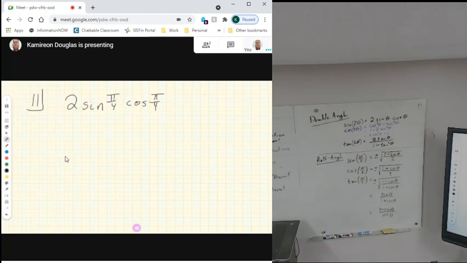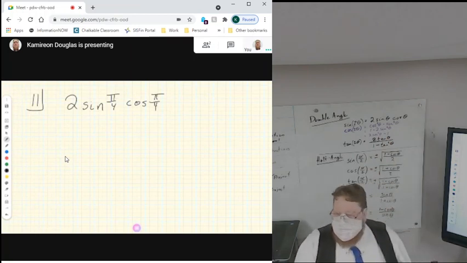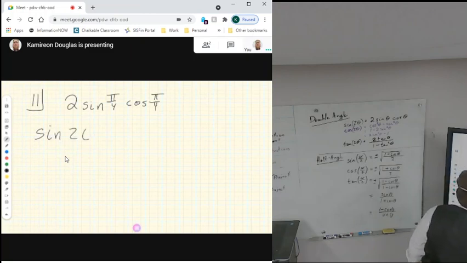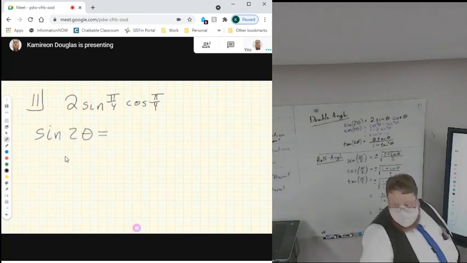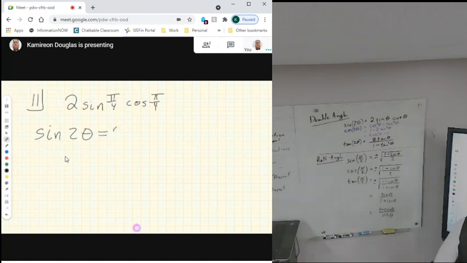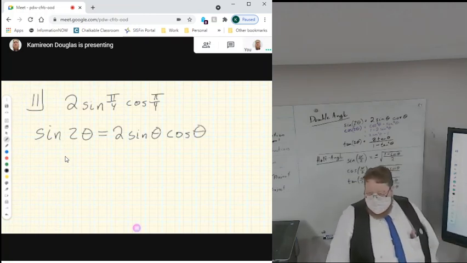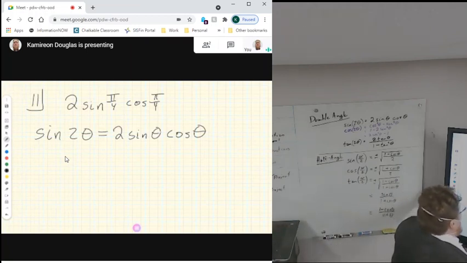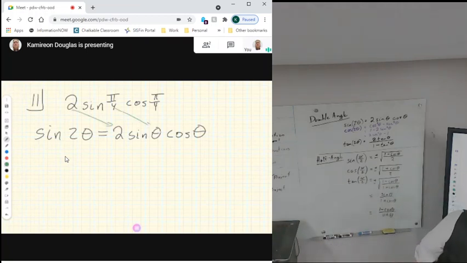So first question, look at the form of this. I have 2 sine of something, cosine of something. Does that match any of my formulas over here? Very top one. What does the top one say? It says sine of 2 theta is equal to 2 sine theta cosine theta. So if I want to use this formula, the 2 matches perfectly, so that's pretty good. But what's my theta in this case? Pi over 4. So I've got the 2, I've got the pi over 4, I've got the pi over 4.